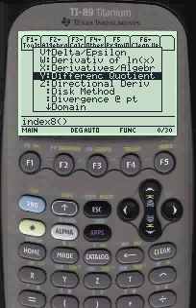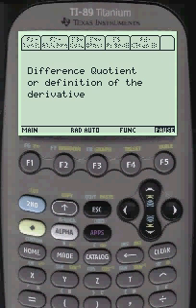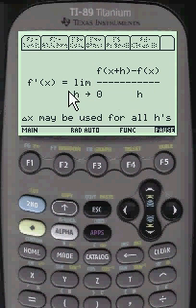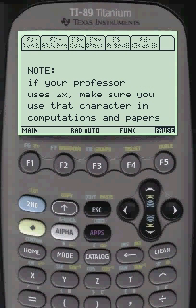Here's the difference quotient. I'll show you the formula, everything that you need to do a problem and get your points on your test.